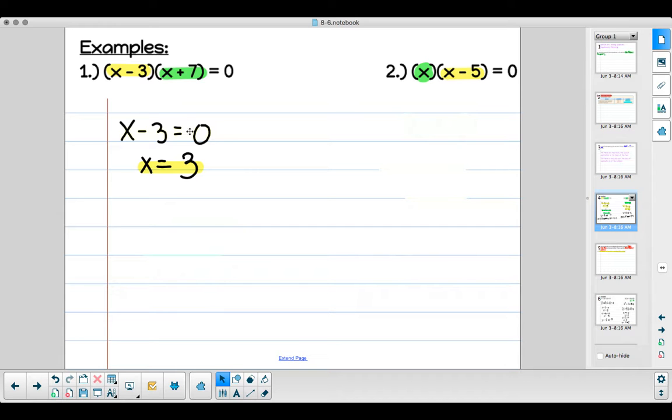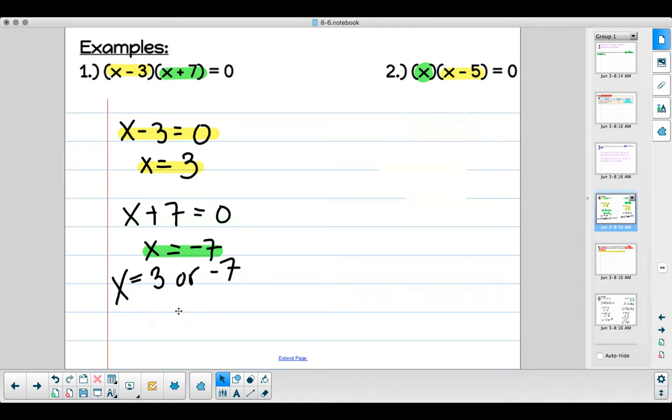to positive 3. And if we look at the green factor, it's x plus 7. So we set that equal to 0. And if we solve that, x plus 7 is equal to 0 means that x is equal to negative 7. There we go. So the two solutions to this quadratic are x equals positive 3 and x equals negative 7.